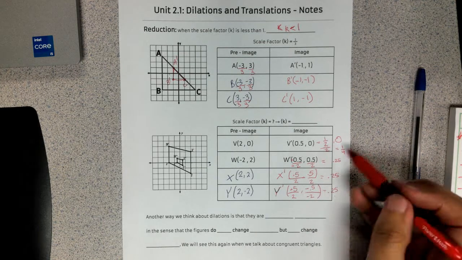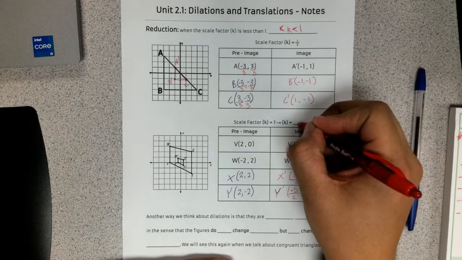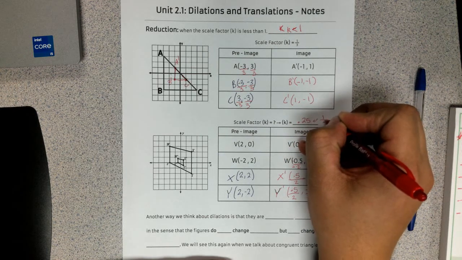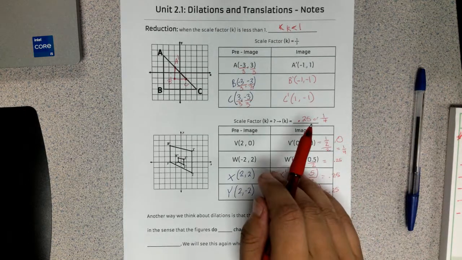So we can see that all of our factors are the same, and so our K is going to equal 0.25, or 1/4. Okay? And that's how we find the reduction.